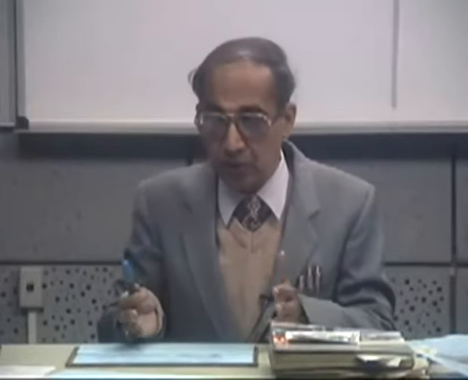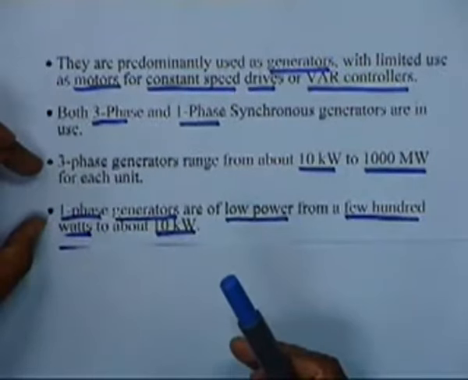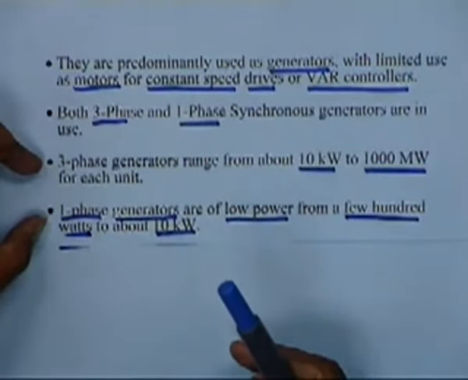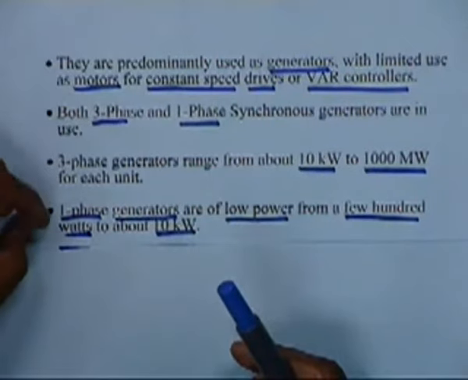So we are now looking at two different classifications of machines, a three phase with a higher range of power and a single phase with a lower range of power. We know that if you put three windings, then you get three phase power. If you just put only one winding, you can have only single phase power.